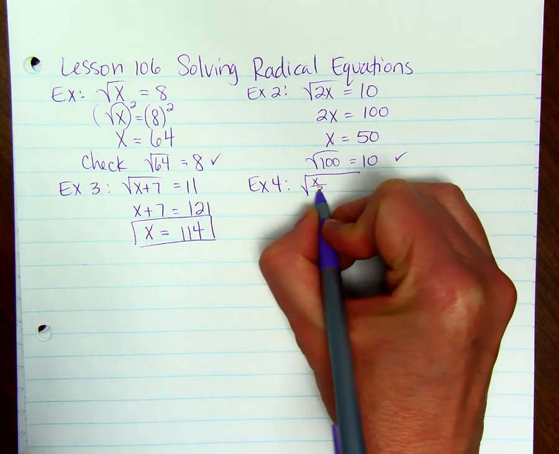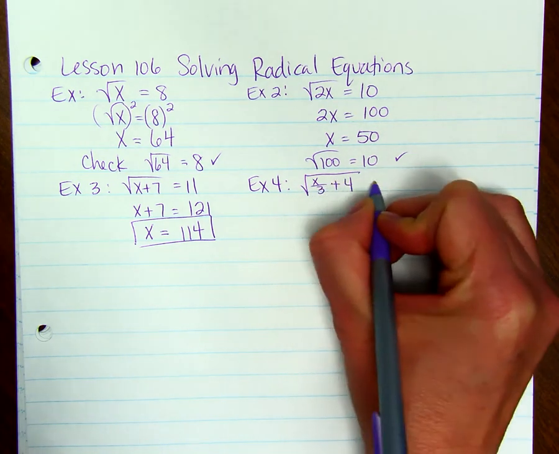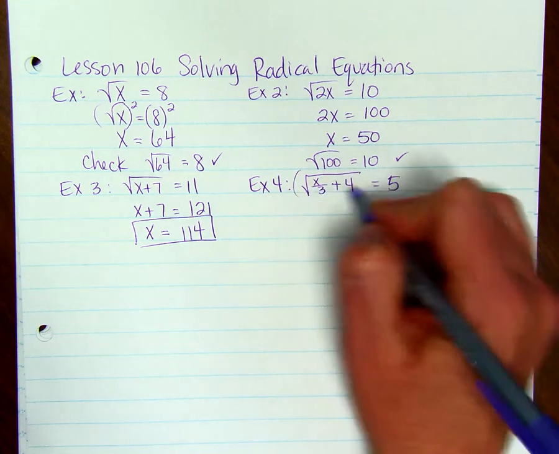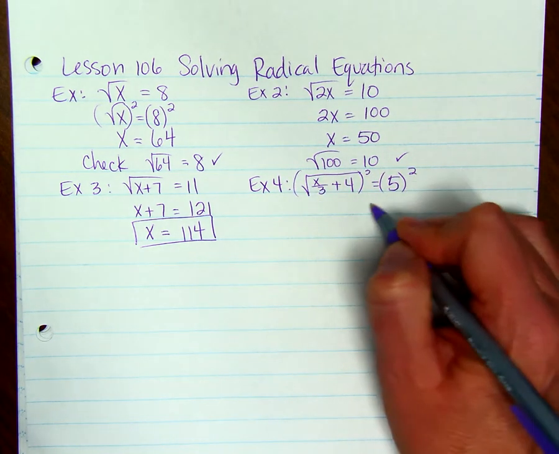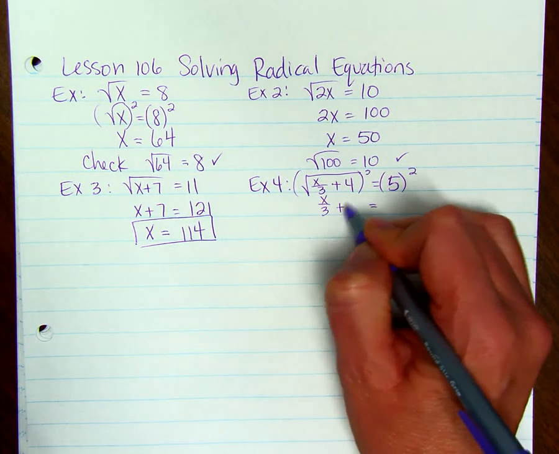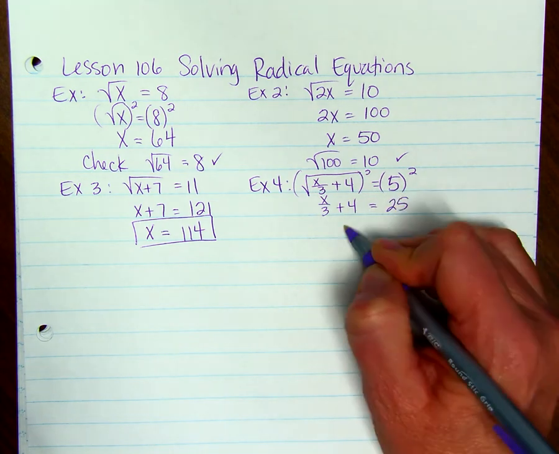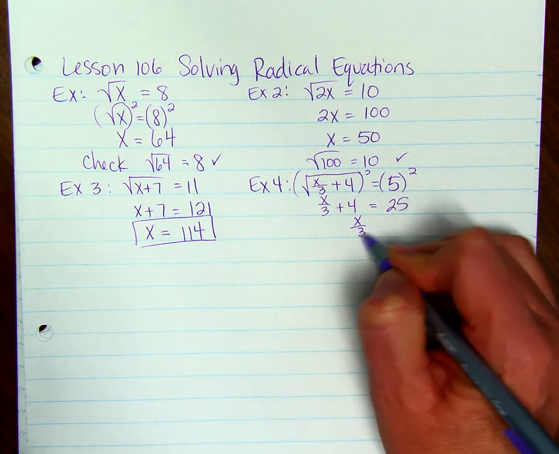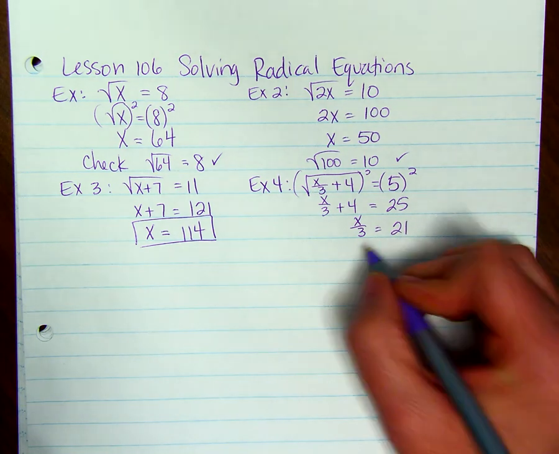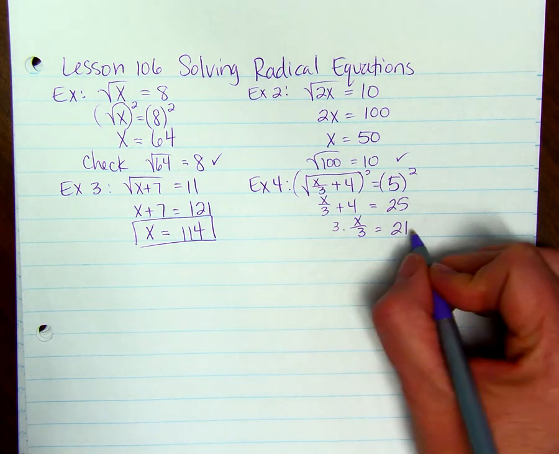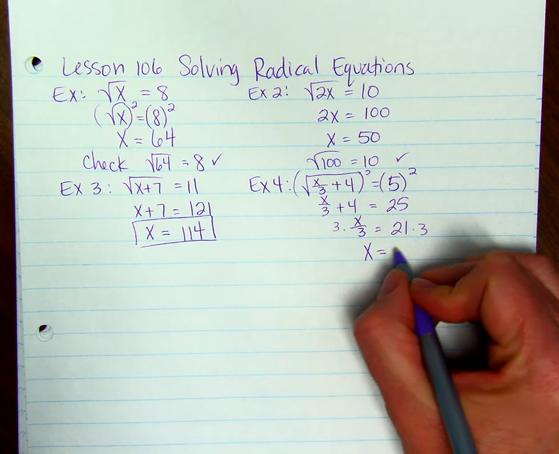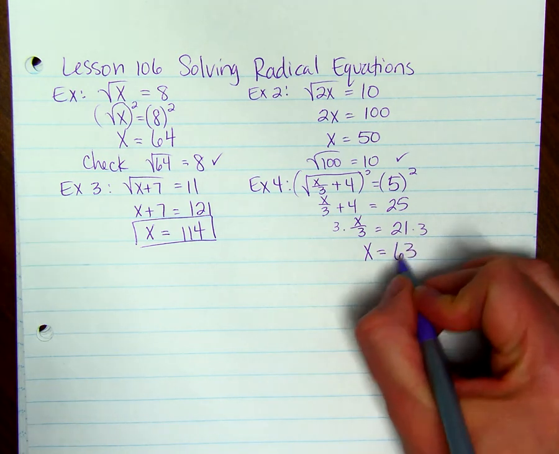Now if you have the square root of x divided by 3 plus 4 equals 5, if we square both sides, we're going to get x divided by 3 plus 4 equals 25. We want to subtract 4 and get x divided by 3 is 21. Then we times both sides by 3 and we get x equals 63.